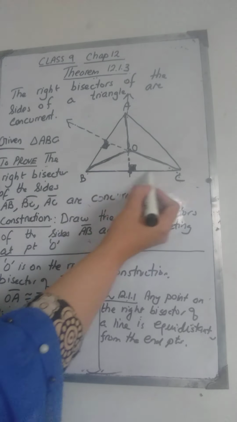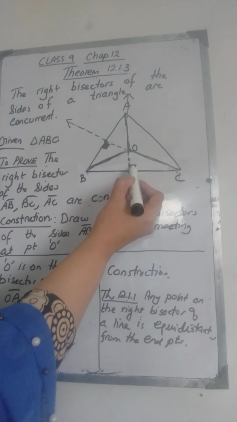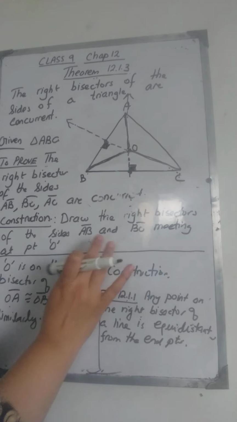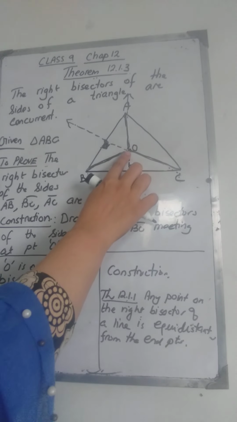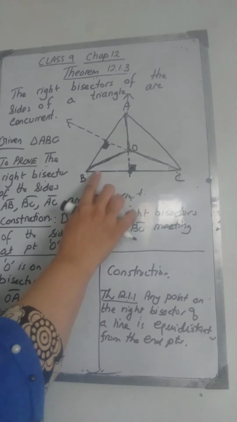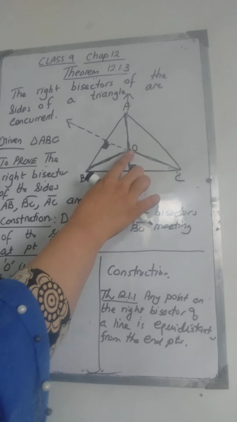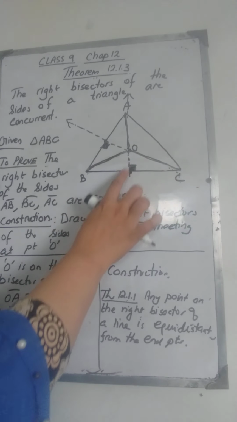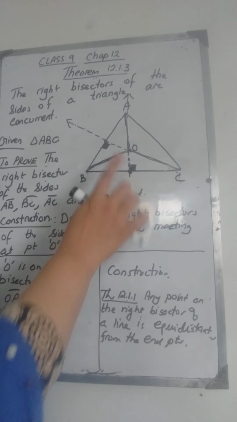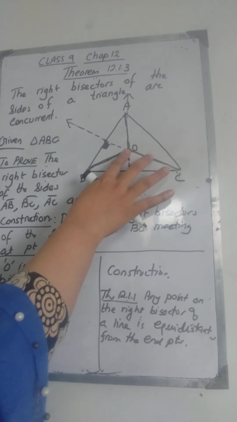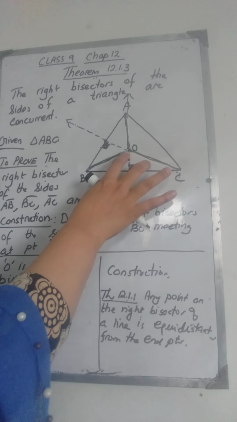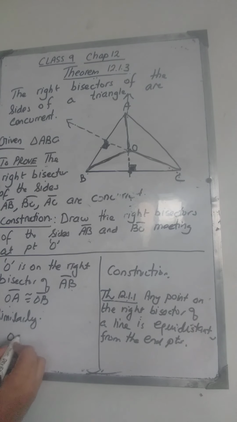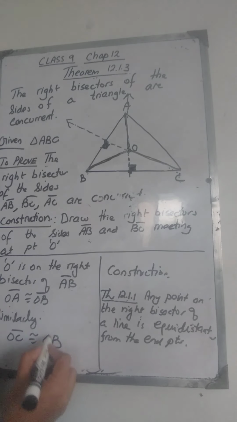Similarly, look at BC. This was the right bisector making an angle of 90 degrees with BC. We also drew the right bisector of BC in the construction. So O lies on the right bisector of BC, and O will be equidistant from the endpoints of BC, that is, OB will be equal to OC. Because this is the right bisector, this is the line segment, and we learned in theorem 12.1.1 that a point on the right bisector is always equidistant from its endpoints. The endpoints are B and C. So we can write that OC is congruent to OB.